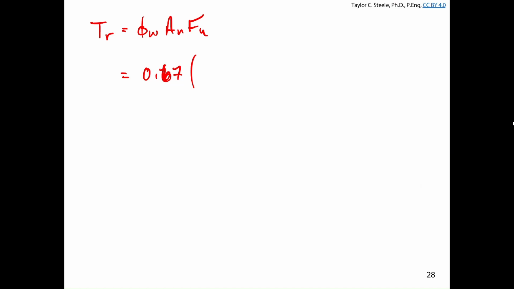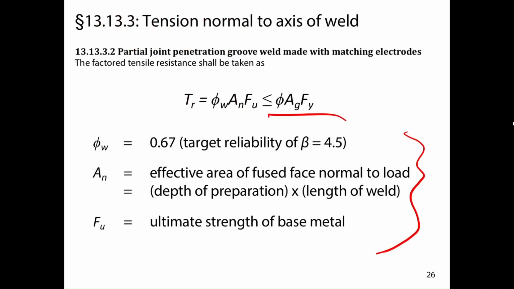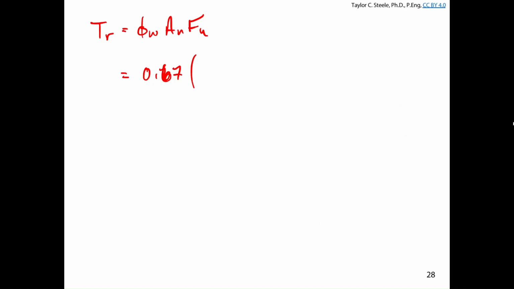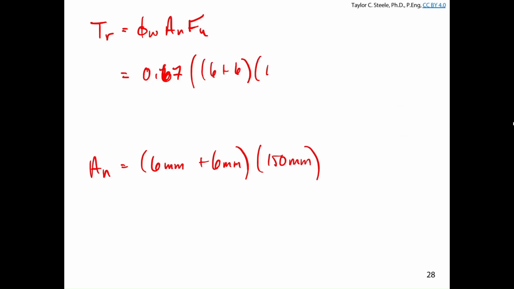And then I've got A_n, which is the effective area of the fused face. 6 millimeters of depth on this side, 6 millimeters of depth on that side, 12 millimeters worth of that cross section, and then that 12 millimeters over the 150 millimeter width. So A_n is the 6 millimeters on the top plus the 6 millimeters on the bottom multiplied by the 150 millimeter width. I'm going to write that in this case here: 6 plus 6 times 150. F_u is 450 MPa.